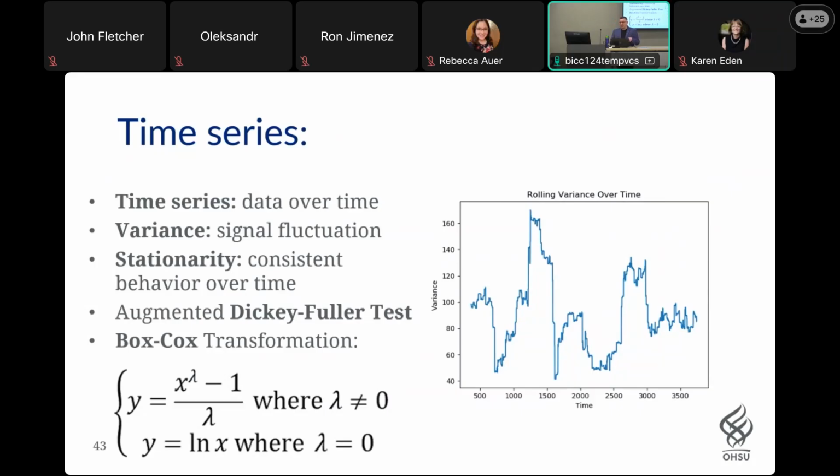And we needed a Box-Cox transformation. So for the Box-Cox transformation, you have a formula right here. What it does, it decreases the variance and it makes the data more normal. So you can actually do the predictions now.